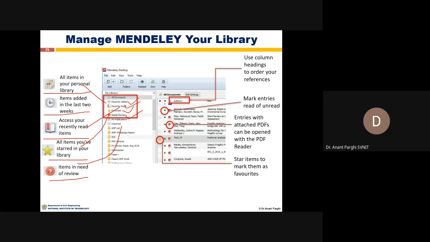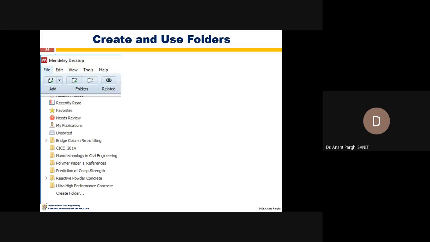So here at the bottom side, you can develop a folder system also. Mainly, you can create your own folder here. So all the folders, like favorite system, need to review, my publication, unsorted research article. Now I have sorted the articles, for example bridge column retrofit, one of the conference articles, some articles for nanotechnology, some on polymer concrete, like prediction of compressive strength, reactive powder concrete, high performance. So all these folders you can create and you can save all your research articles.